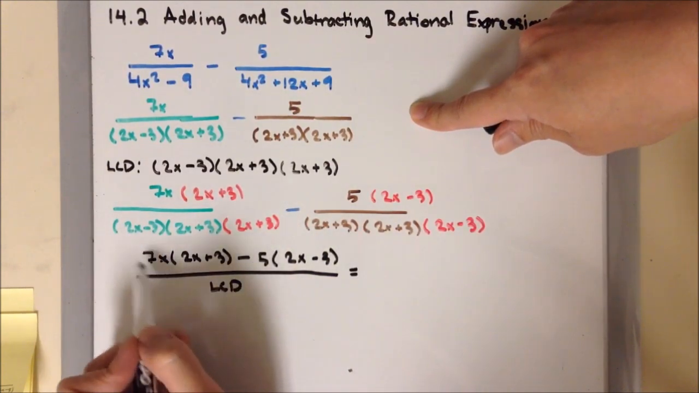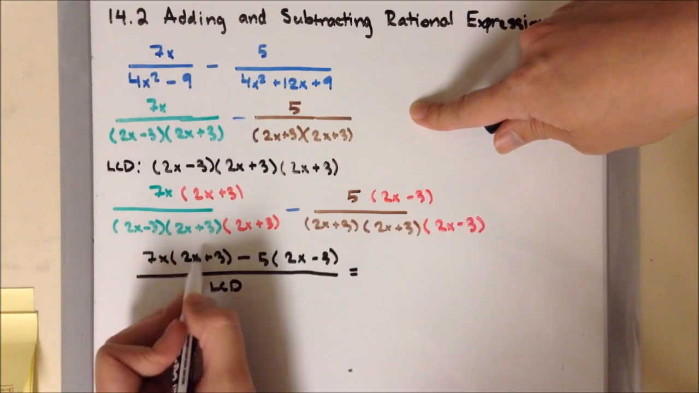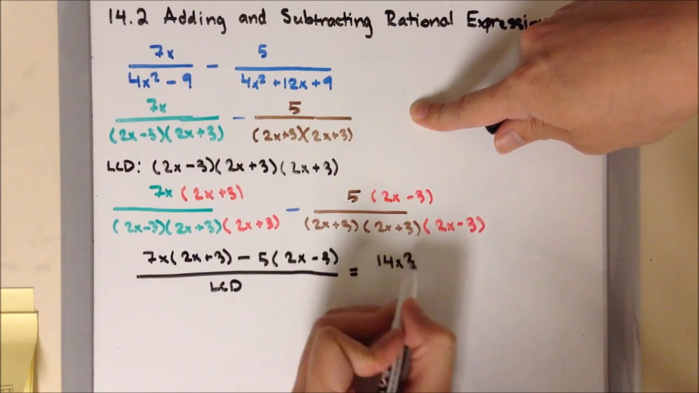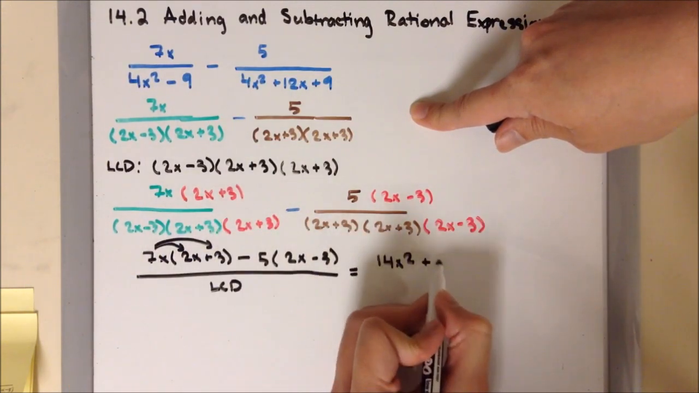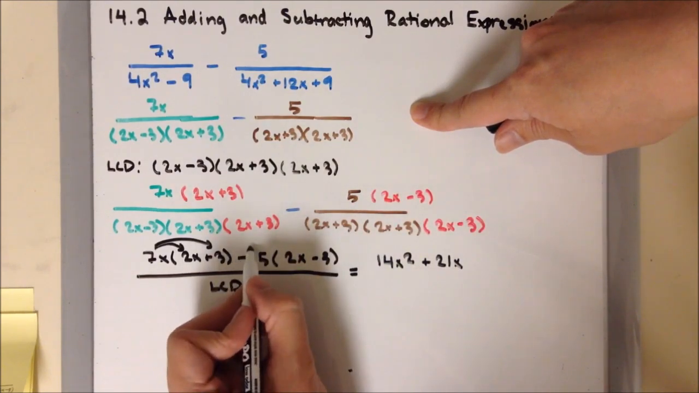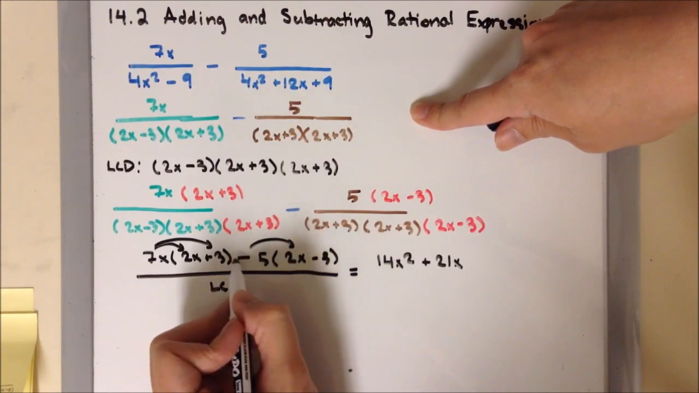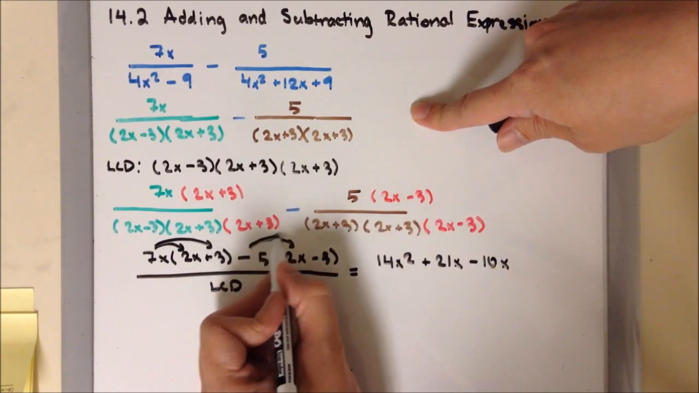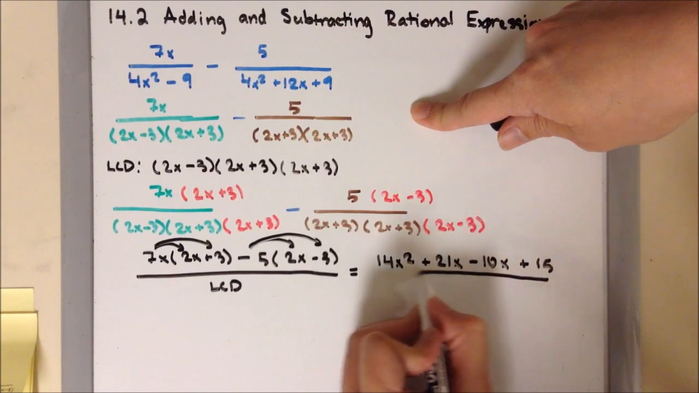Alright, now I'm going to simplify this side. So it says 7x times 2x plus 3. I'm distributing the 7x. What I'm going to have is 14x squared, and then I'm going to distribute the 7x to the plus 3, which is going to be plus 21x. Next is the minus 5. So minus 5 times the 2x, because I'm distributing to the 2x minus 3. When I distribute the minus 5 to the 2x, it's going to be minus 10x. Then I'm going to distribute the minus 5 to the minus 3, which will be plus 15, over my LCD.